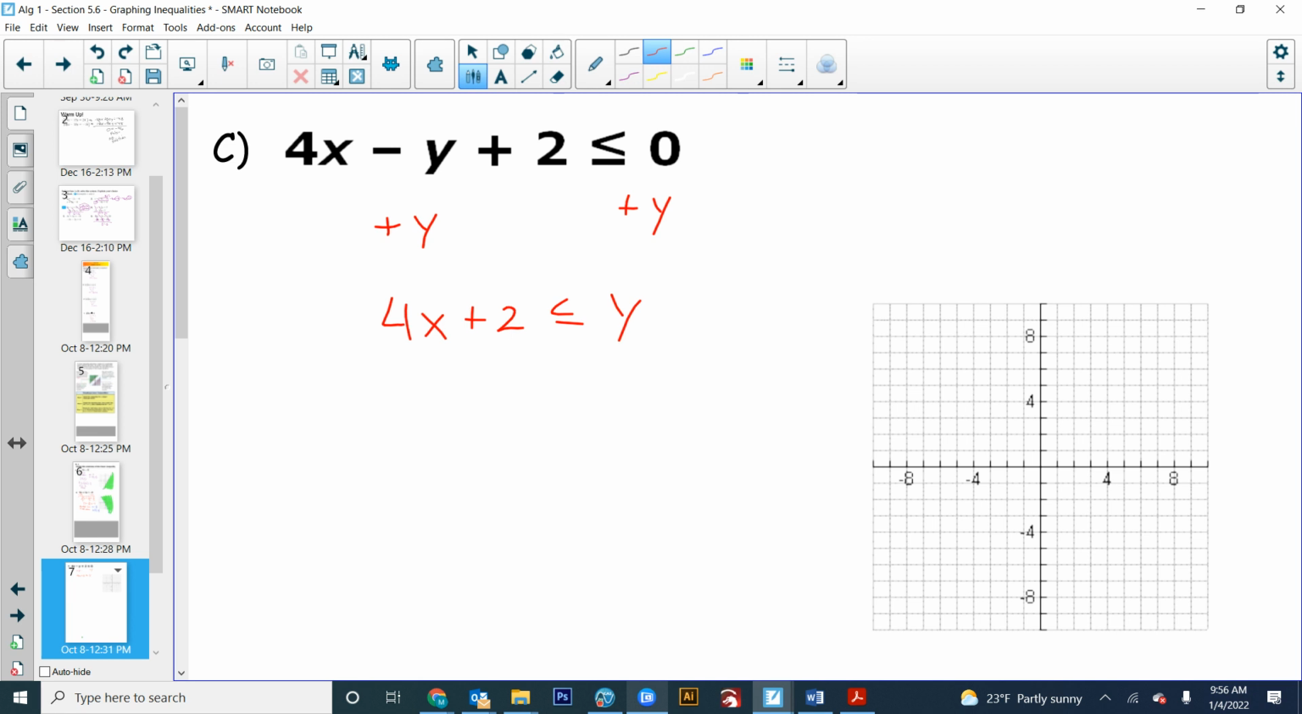Okay. Do you agree this is the same as writing y is, how would you read this? Greater than or equal to 4x plus 2. Do you agree? Okay. Do you all agree we have it solved for y?